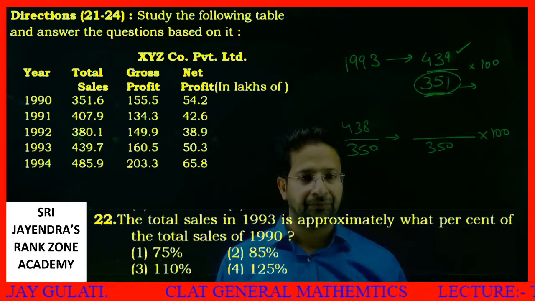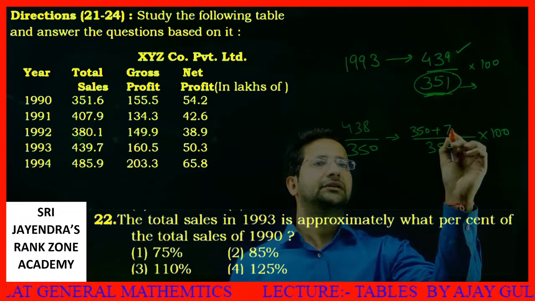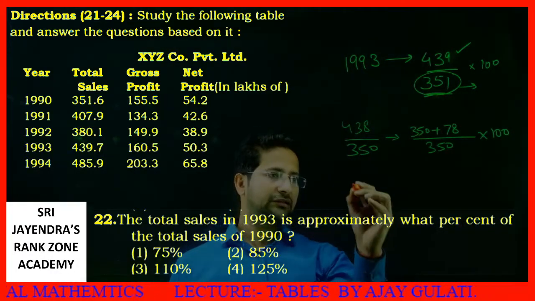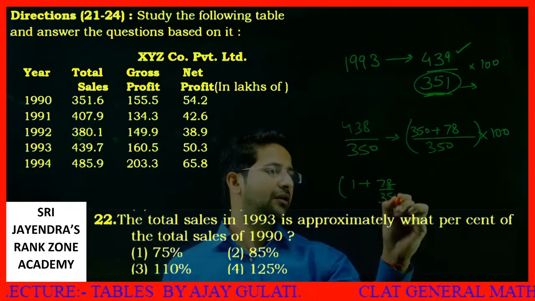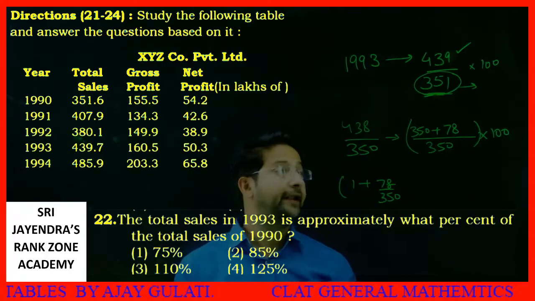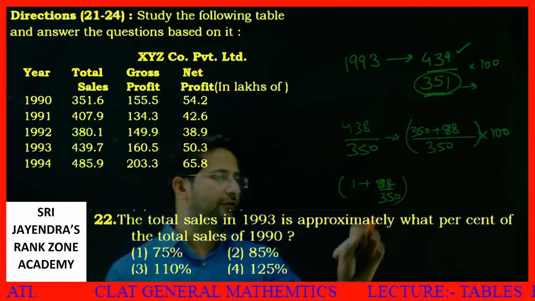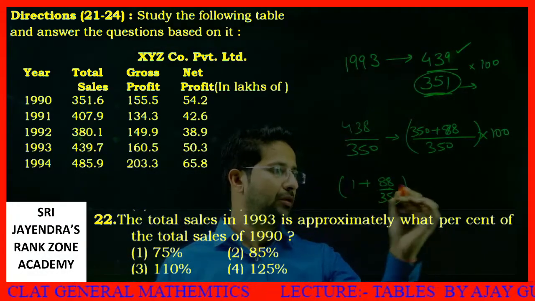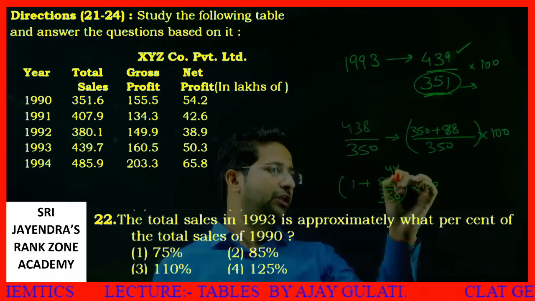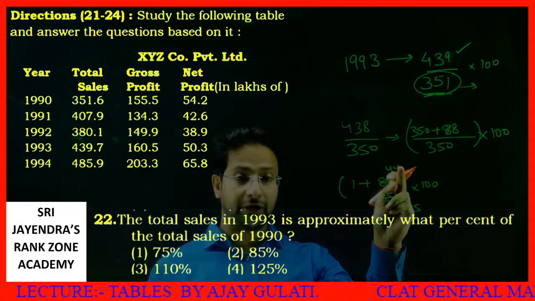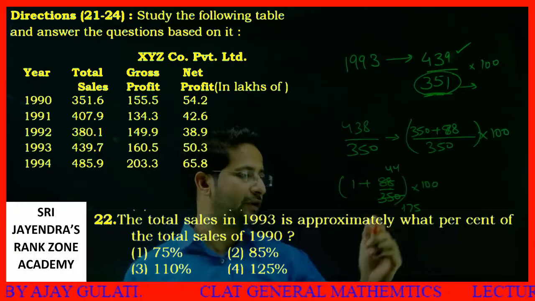350 plus 88. This is 1 plus 88 by 350, into 100. 88 by 350, I can say 44 upon 175, and I know 44 into 4 is 176. So this becomes 1 plus 1 by 4.